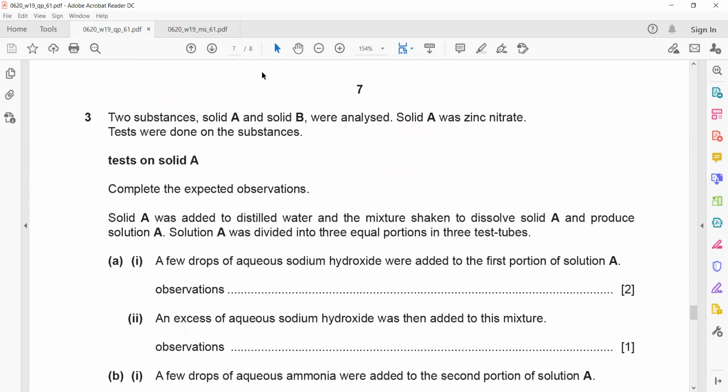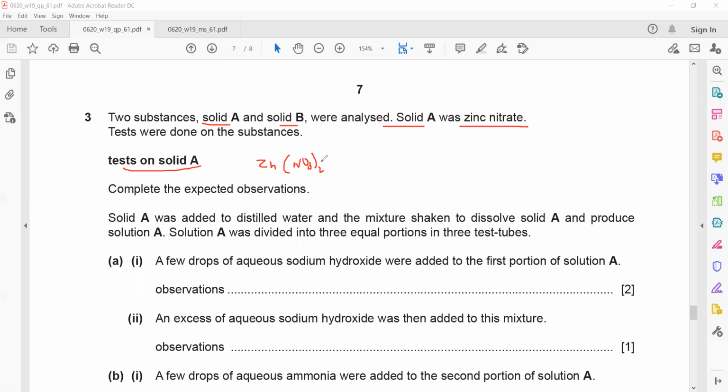Now in the next question, this is about salt and identification. Two substances, solid A and solid B, were analyzed. Solid A is zinc nitrate. Tests were done on the substance. So about solid A, they already mentioned it is zinc nitrate. So zinc is there and nitrate ion. So this will give a positive result if we carry out a test for zinc ion or a test for nitrate ion.